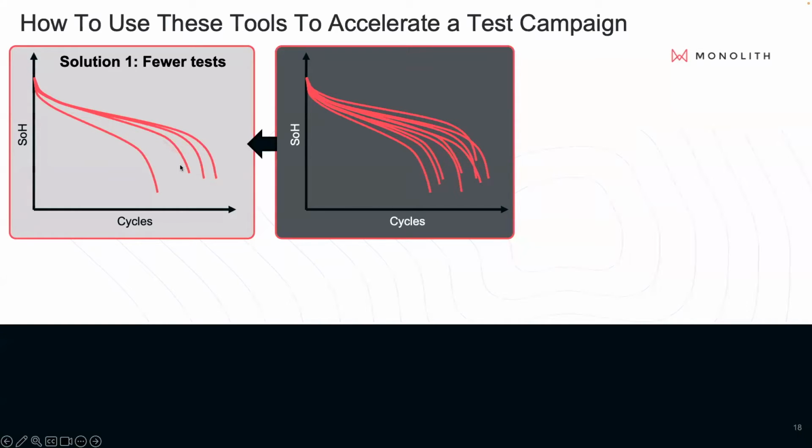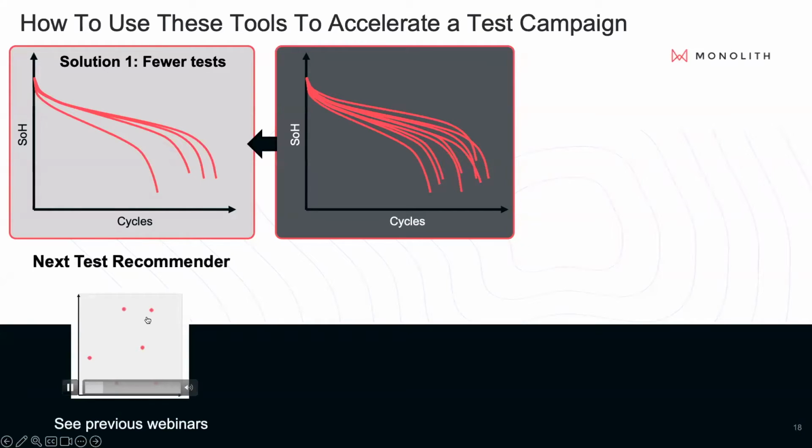One of the most useful things that you can do is use active learning, as in our next test recommender, to look at such an aging matrix and figure out what tests I actually need to do to maximize my learning and build a really good aging model with as little money as possible. So that is one solution. It essentially actively learns, and you can see this here in the video, what you should test from previous test campaigns to learn and apply in the next one. I'm not going to talk more about this today.